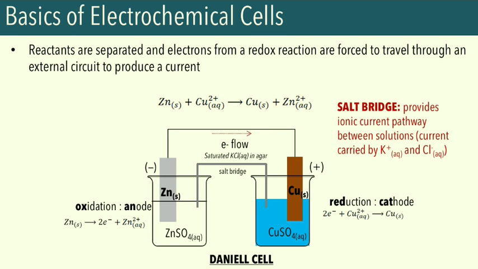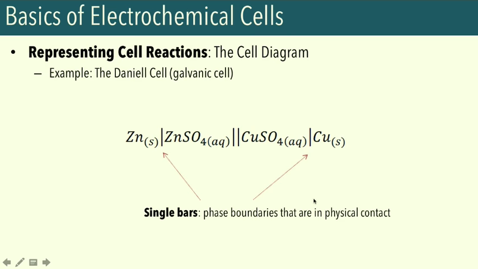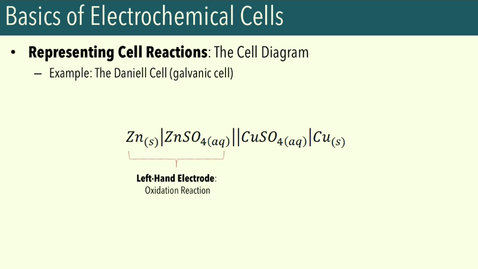We could also symbolically represent the electrochemical cell using a cell diagram. In this notation, we just indicate the species involved in the electrochemical cell and separate the species using single bars, which represent phase boundaries. Over here we have zinc solid, and then it's separated with a bar from our other phase over here, which is a zinc sulfate solution. We also use double bars, which indicate a salt bridge. On the left side we denote the oxidation reaction or the anode, and on the right side we denote the reduction reaction or the cathode.